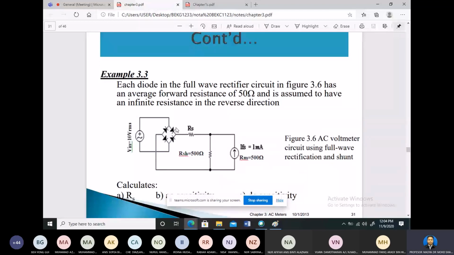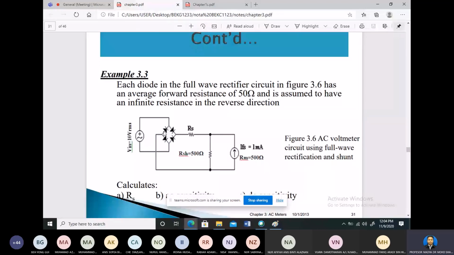That means the 50 ohms will be on D2 and D3 here. From this point to this point we have 50 ohm and 50 ohm. For the negative we have infinity, which means an open circuit. Current will not flow here because the resistance is infinite. Current cannot flow through D2 and D4 here.